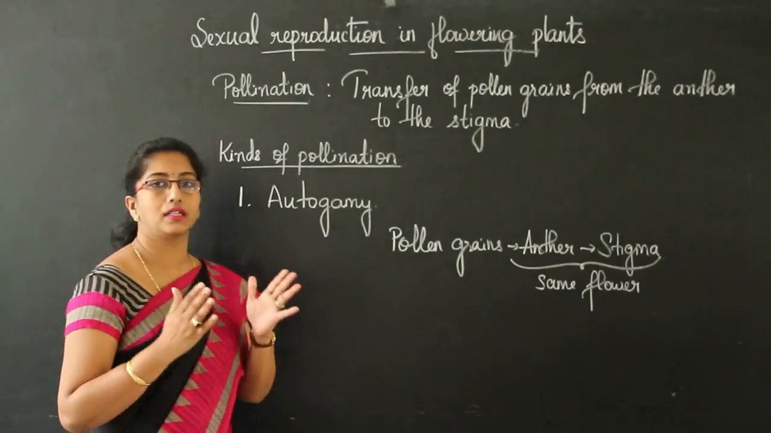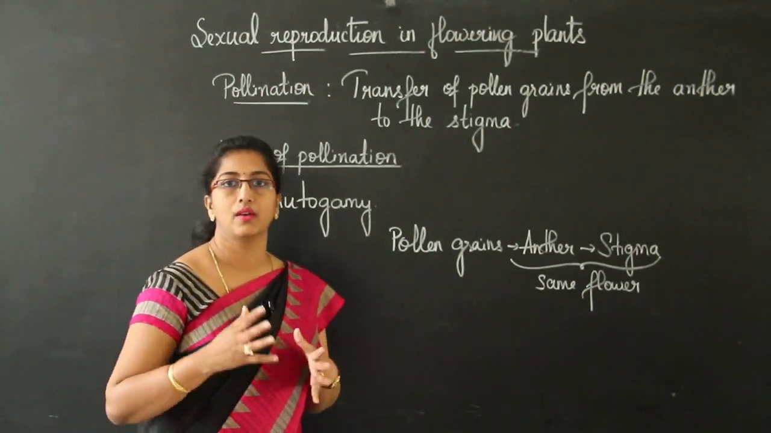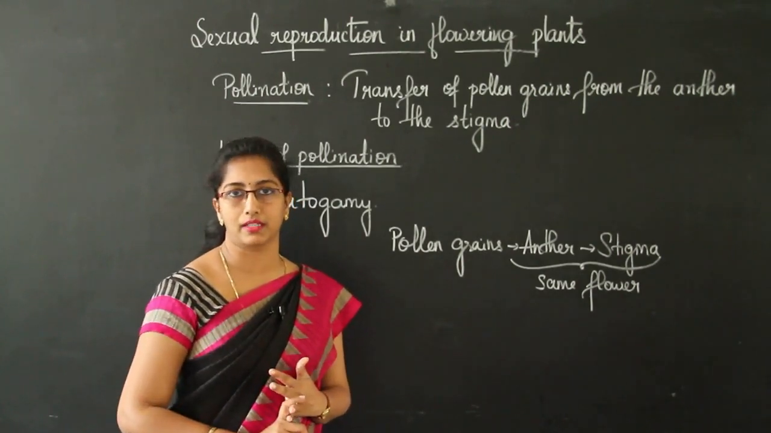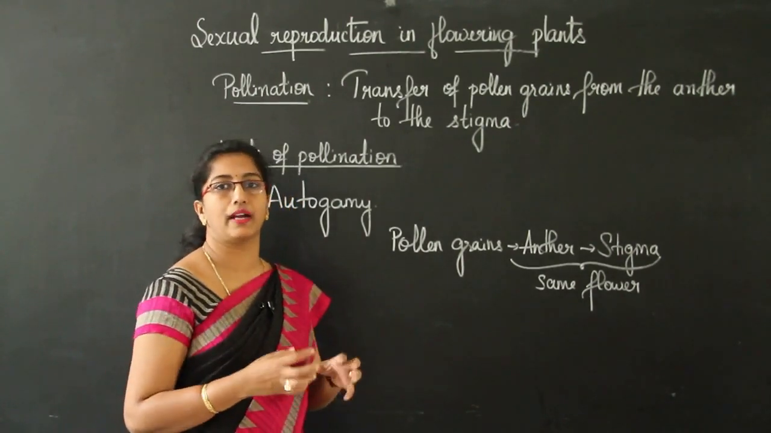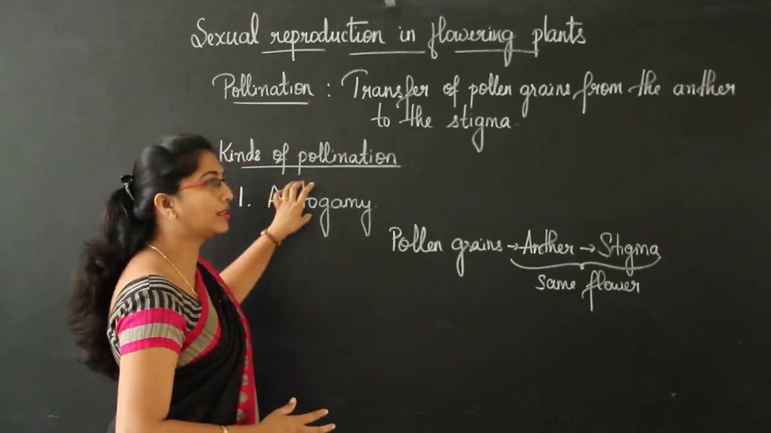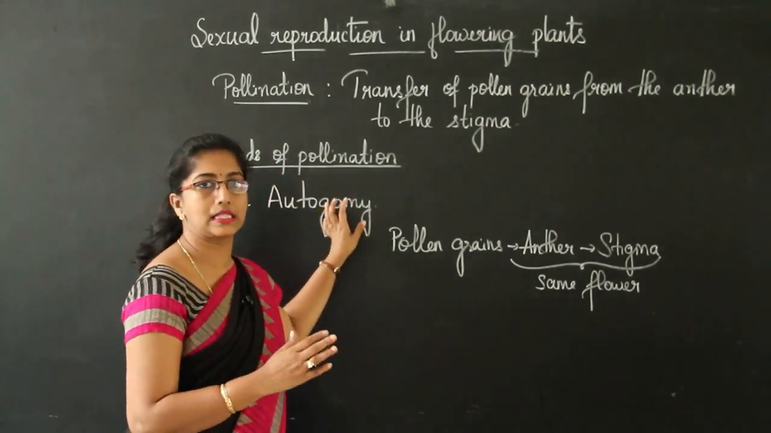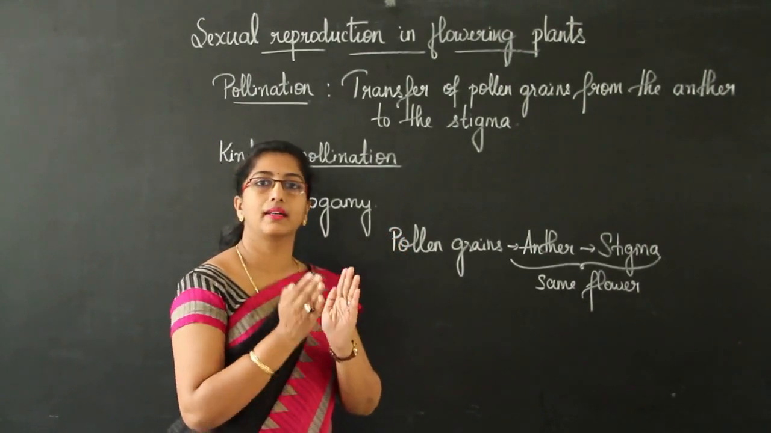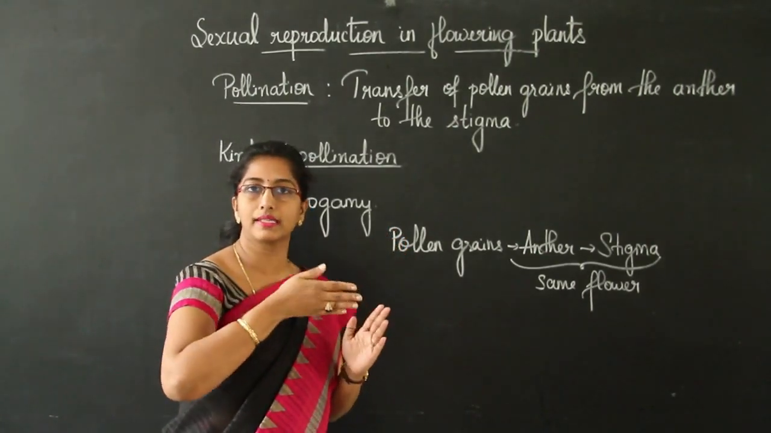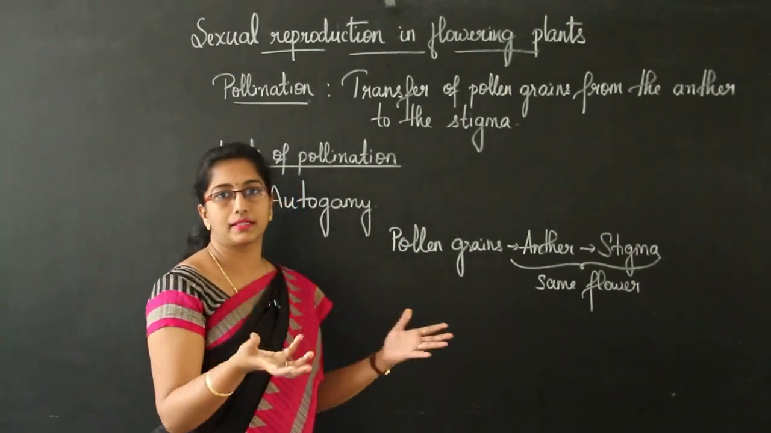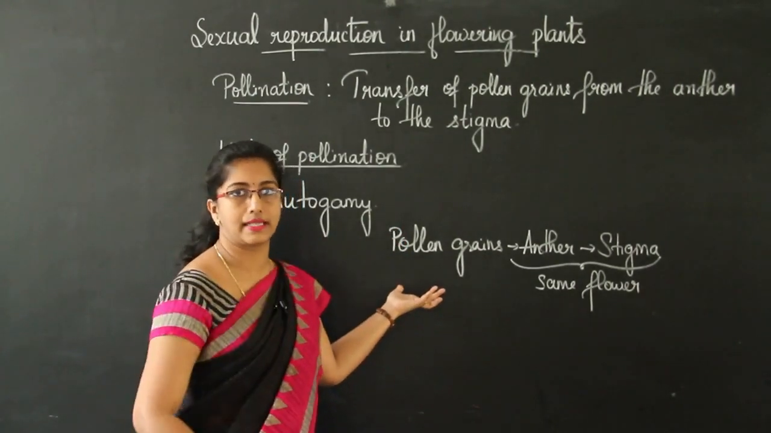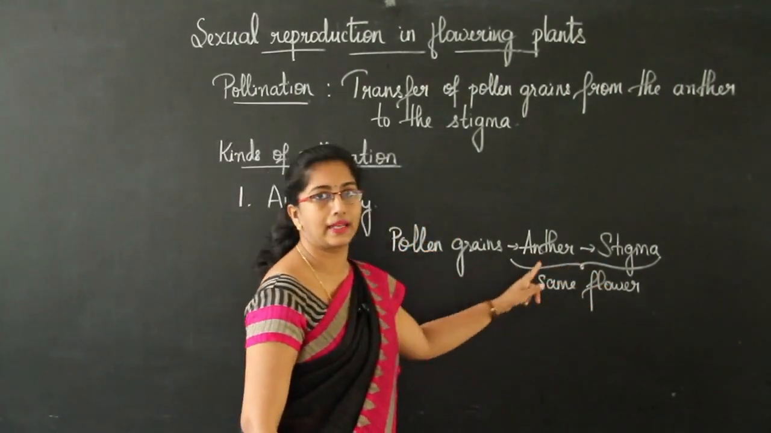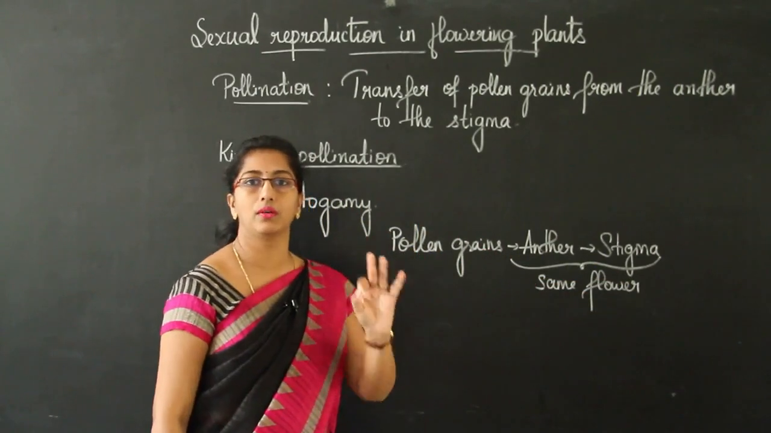You know that a bisexual flower will have both a male reproductive structure and a female reproductive structure. So in a bisexual flower, we know that autogamy can occur. This is complete self-pollination. Within one flower, the anther releases the pollen grains, and the pollen grains land over the stigma of the same flower. So here only one flower is involved. This is called autogamy.